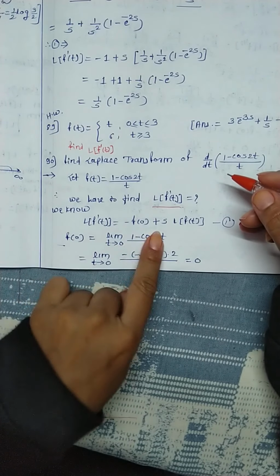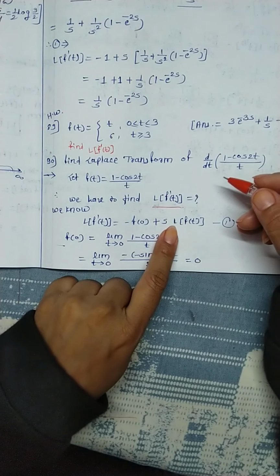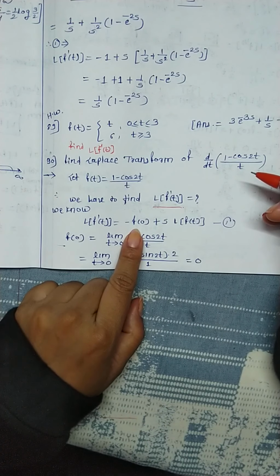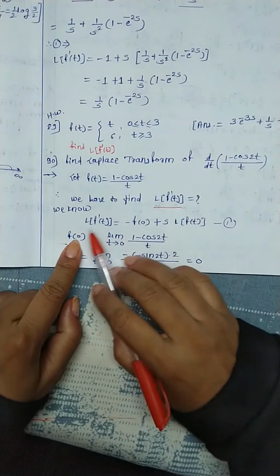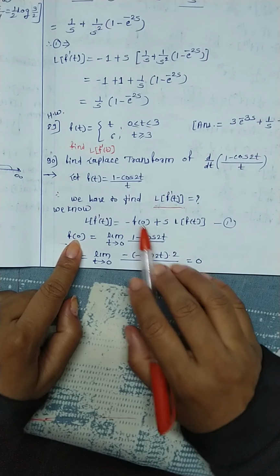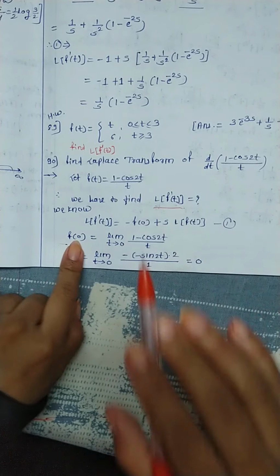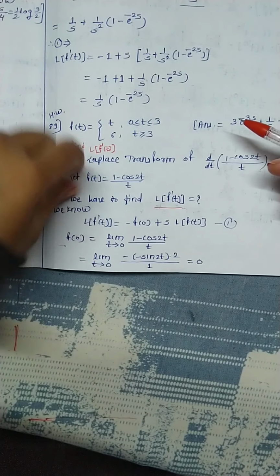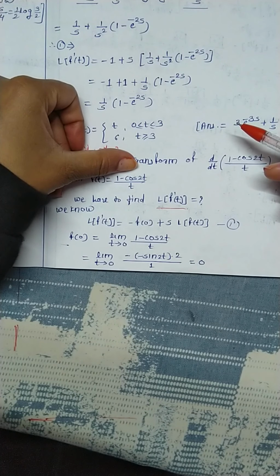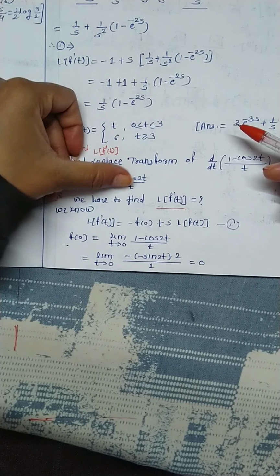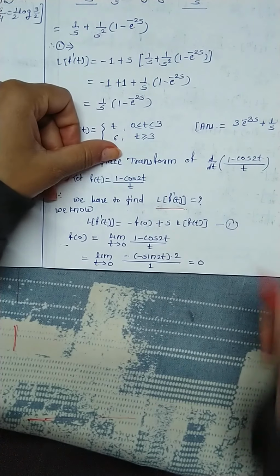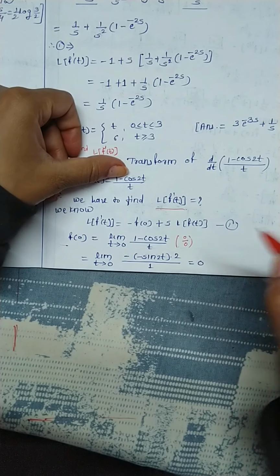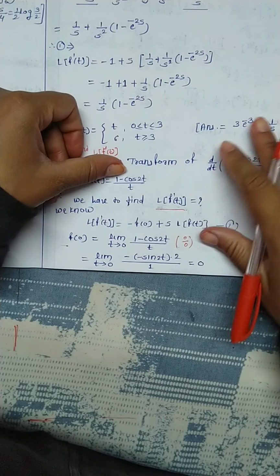Now write down the formula first. L of f dash t is minus f of 0 plus s into L of f of t. Now first we have to calculate f of 0. Here f of 0 means we have to put the value of t equal to 0 in this function. See, if you put the value of t here as 0, what does it become? Cos 0 is 1, we know, and 1 minus 1 is 0 upon 0. It is 0 by 0 form, which is not allowed. 0 divided by 0 is not defined at all.